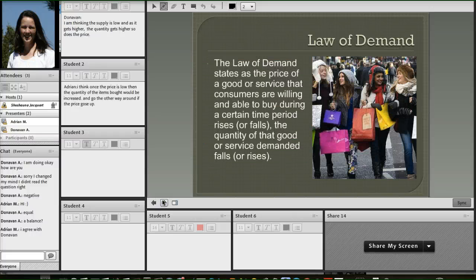So let's go into the law of demand, which Adrian led into. The law of demand states that as the price of a good or service that consumers are willing and able to buy during a certain time period rises or falls, the quantity of that good or service demanded falls or rises. So it's the inverse relationship.